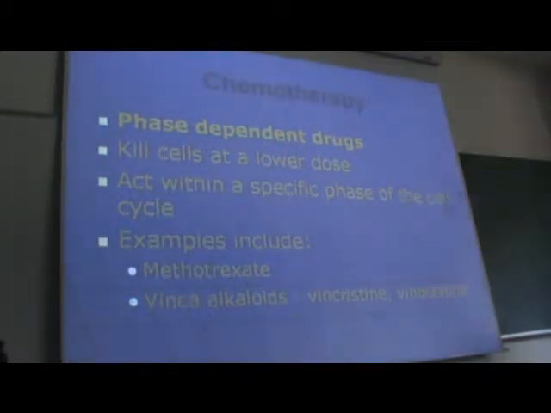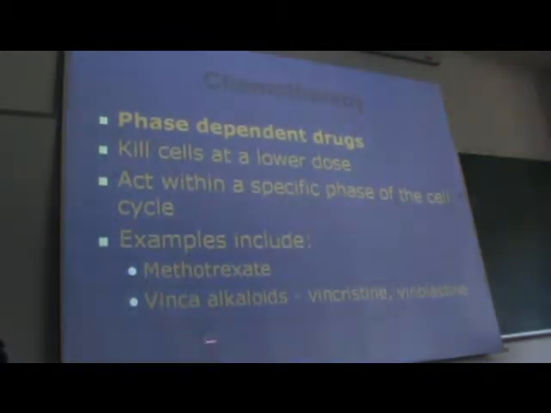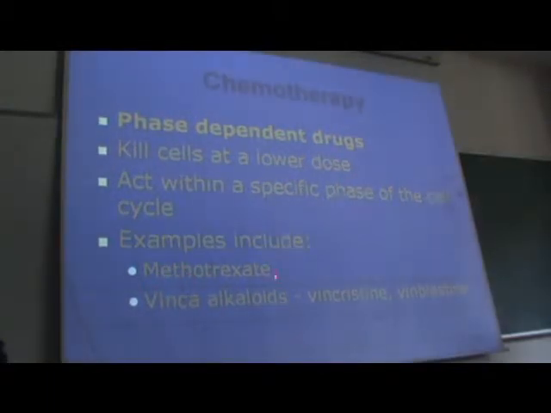And we have what's called phase dependent drugs, which target certain phases in the cycle. Those usually kill cells at a lower dose, okay? They act within a specific phase in the cycle, either S phase, G1, G2, or the mitotic phase. Examples of this are the vinca alkaloids and methotrexate.